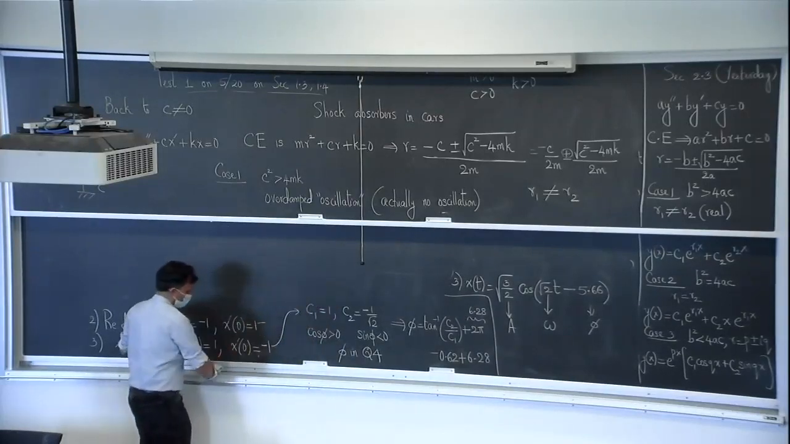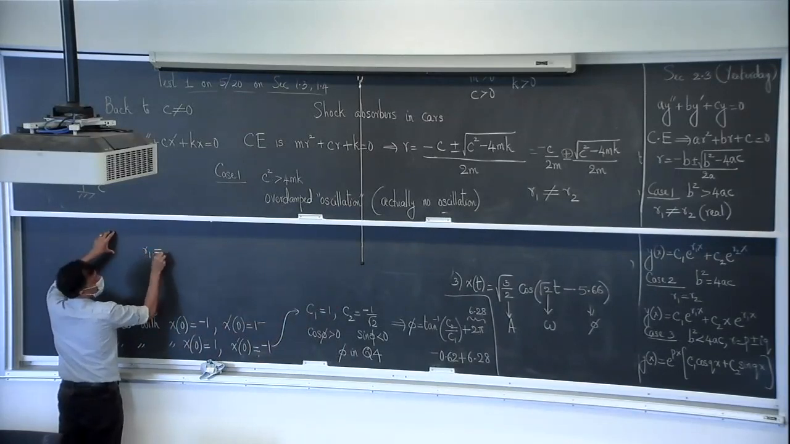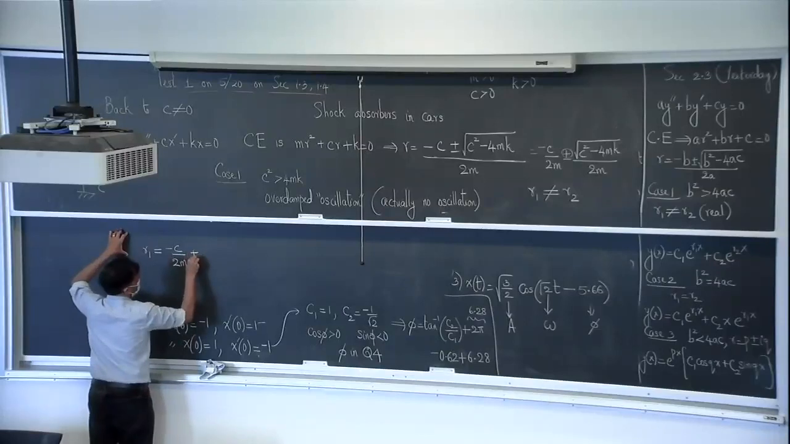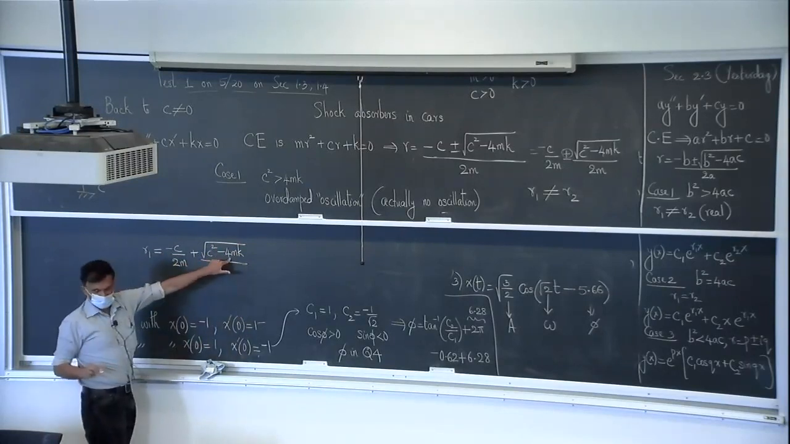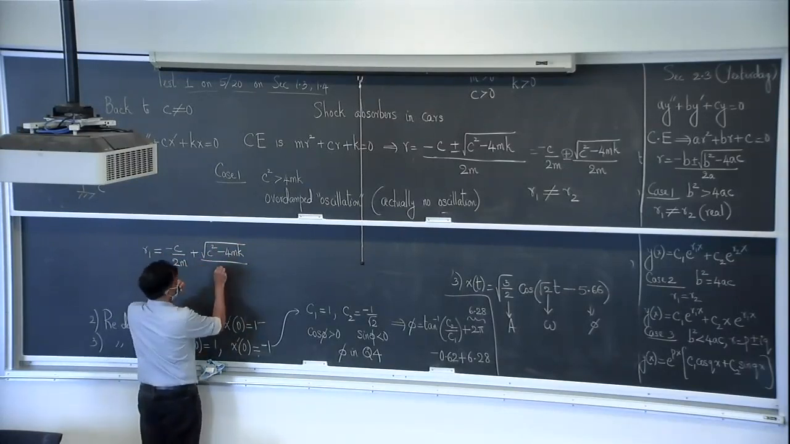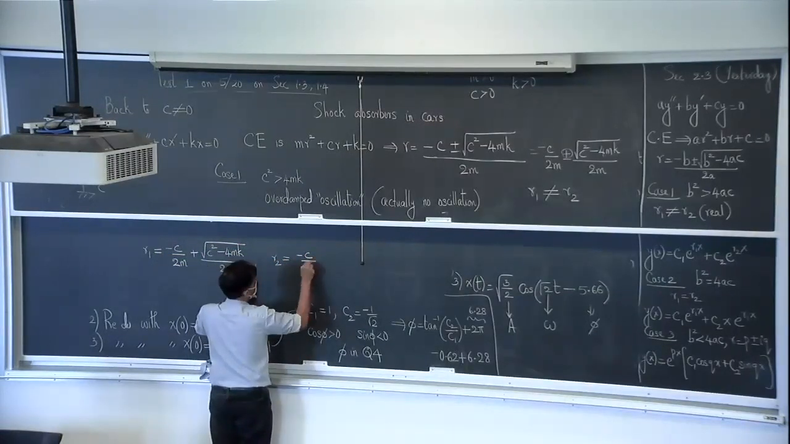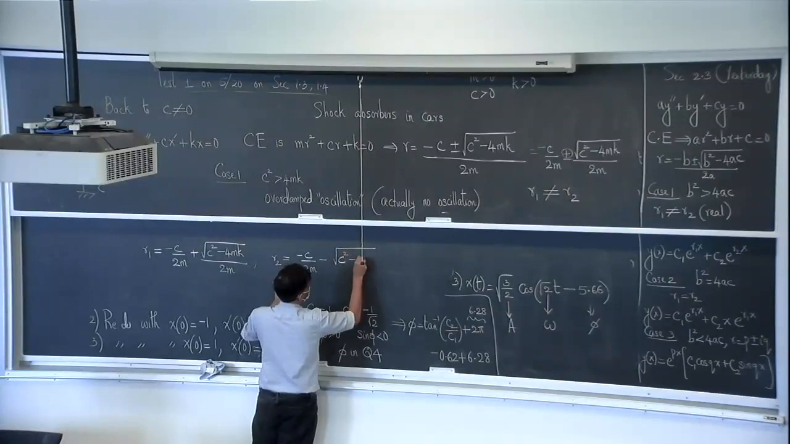Just for clear understanding, let me write those terms explicitly. R1 is -c/2m + √(c² - 4mk)/2m. Remember that c² is greater than 4mk here. And R2 is -c/2m - √(c² - 4mk)/2m.